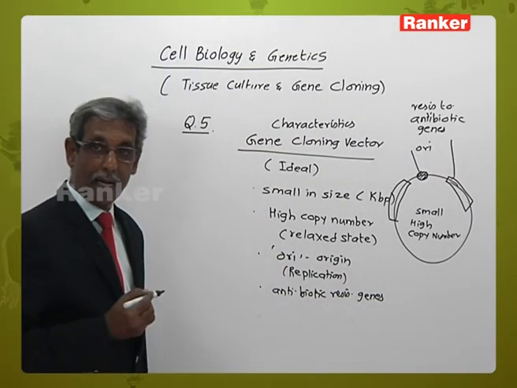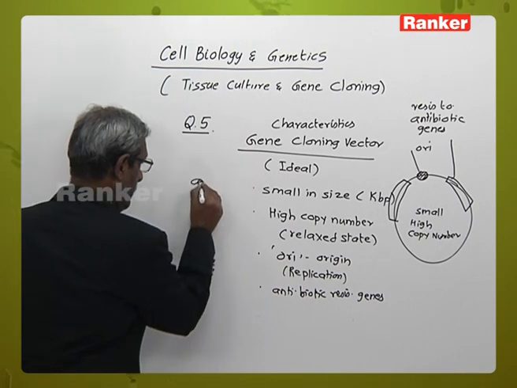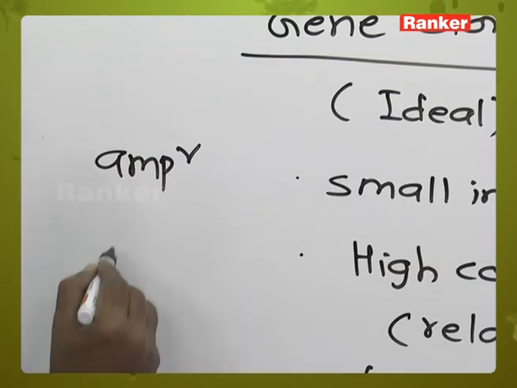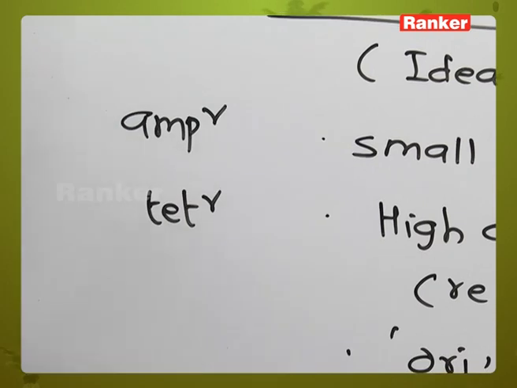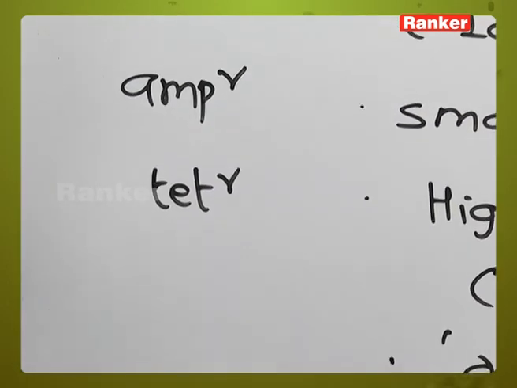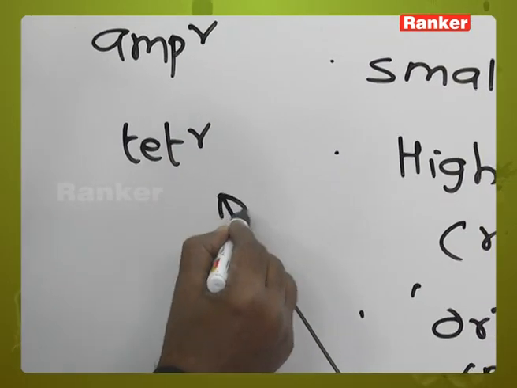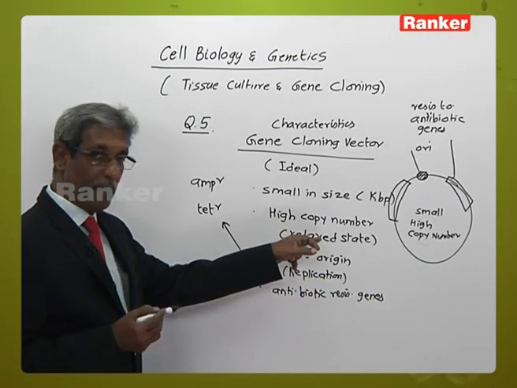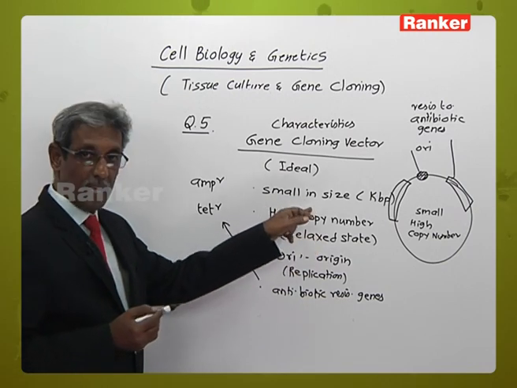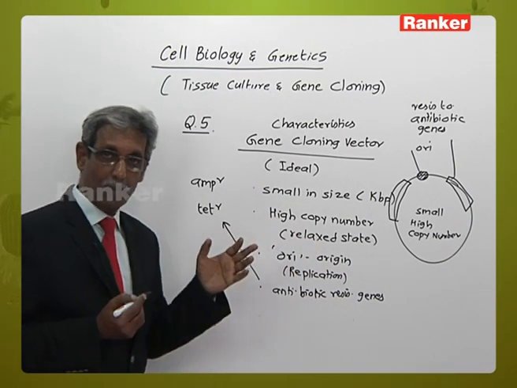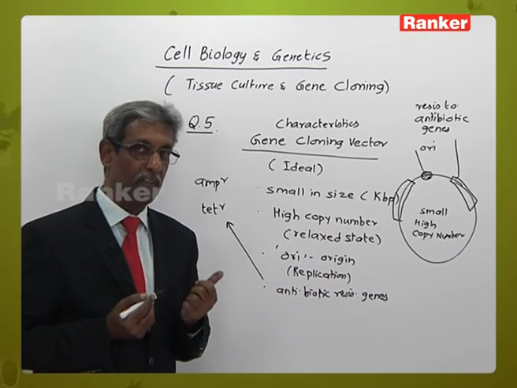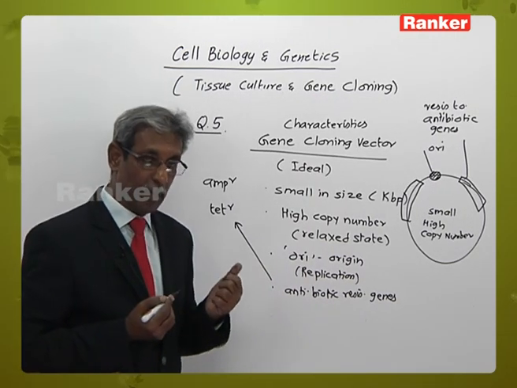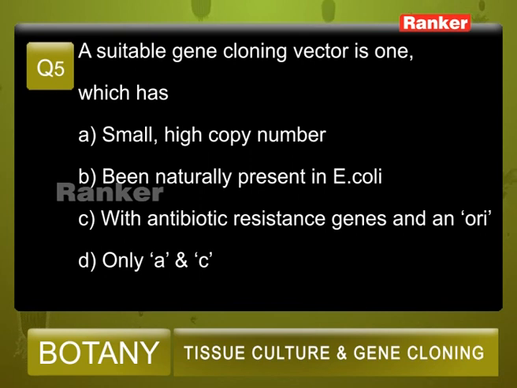So, what are the common antibiotic resistant genes? If you take AMPR, ampicillin resistance, as well as tetracycline resistant genes. So, presence of antibiotic resistant genes, presence of an ORI, being in a high copy number or a relaxed state, and being small in size. These are the basic attributes of the most suitable vector which is used in genetic engineering or in the case of biotechnology. So, among the choices we have the choice D says only A and C, and the answer is D.